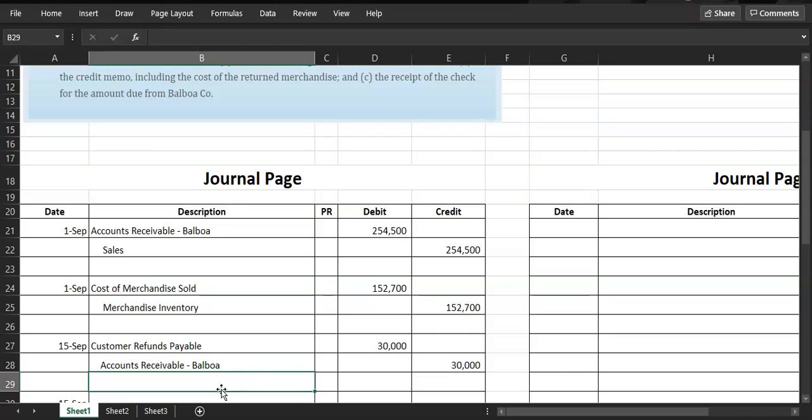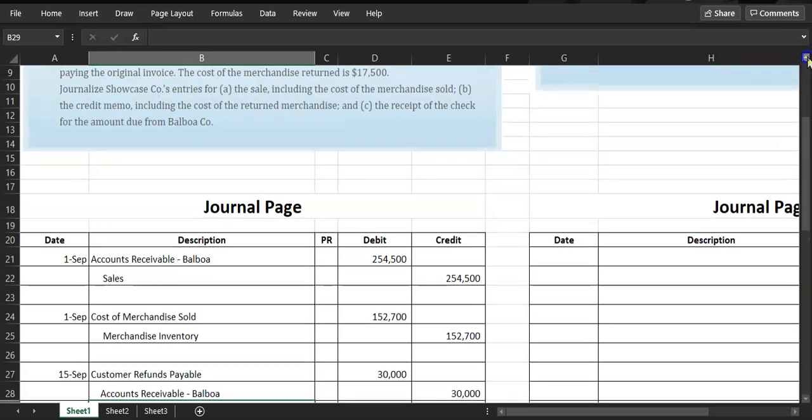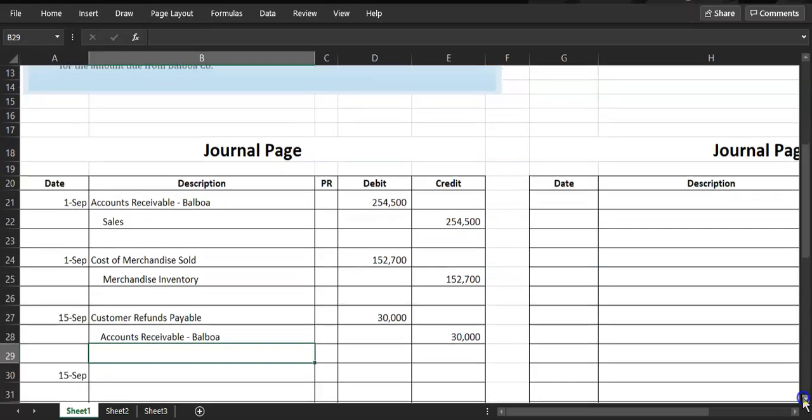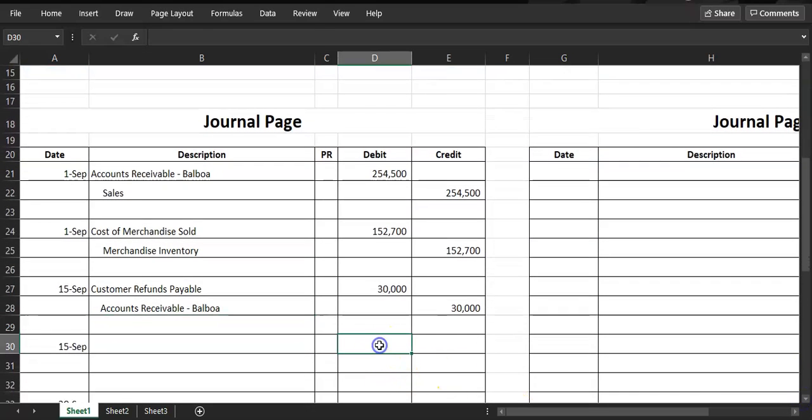Now we have to update the inventory because of the returned amount. And that returned amount again was $17,500. That's what it cost us anyway. So we'll put the $17,500 over here before I forget it. We are going to put that amount back into our merchandise inventory, and we are going to take it out of estimated returns inventory.